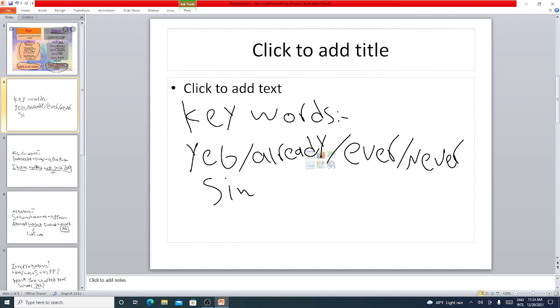What else do we have? Since and for, and we have mentioned the differences between them.